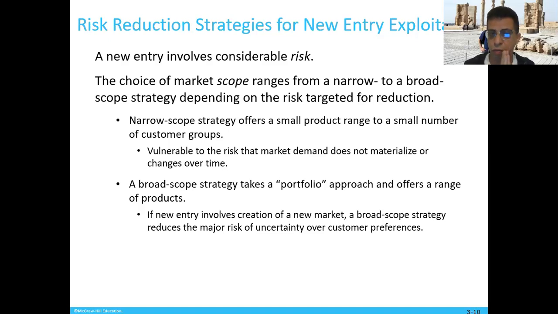So the choice of the market scope ranges from narrow to a broad scope strategy depending on the risk targeted for reduction. Let's assume you have a big market like Canada, and you have a new product or service, you want to import it and export it here. First, you can go all over Canada. And the second option is to focus, for example, only on Ontario.